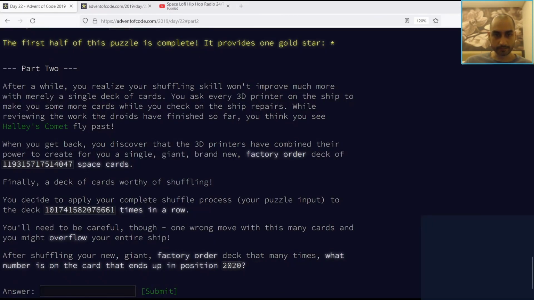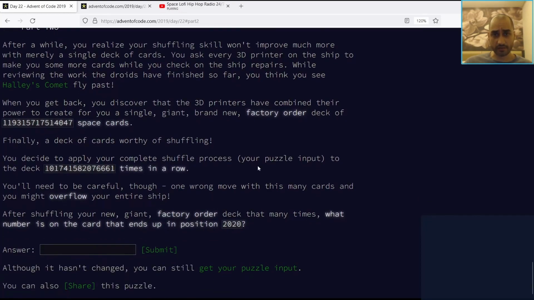Alright, when you get back, you discover that the 3D printers have combined their power to create for you a single giant brand new factory order deck of this many space cards. Wonderful. Finally, a deck of cards worthy of shuffling. You decide to apply your complete shuffle process to the deck that many times in a row.